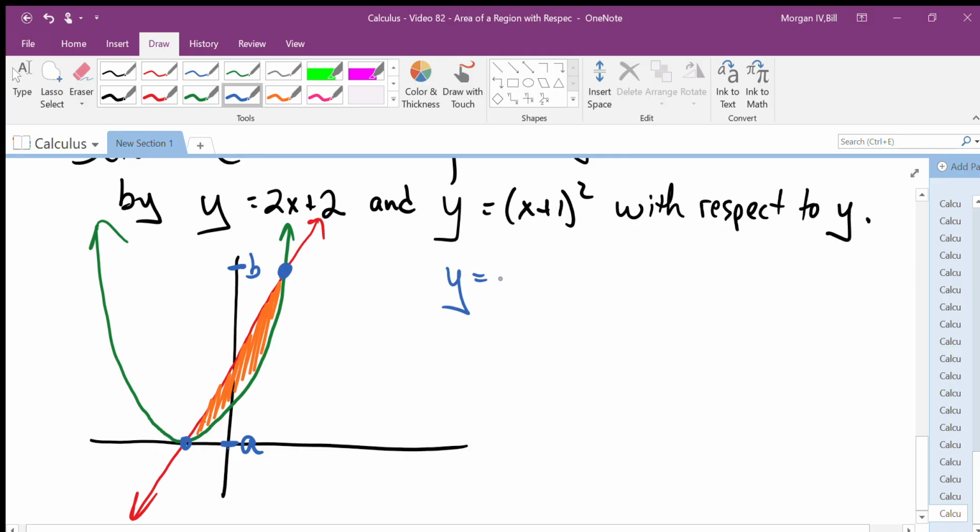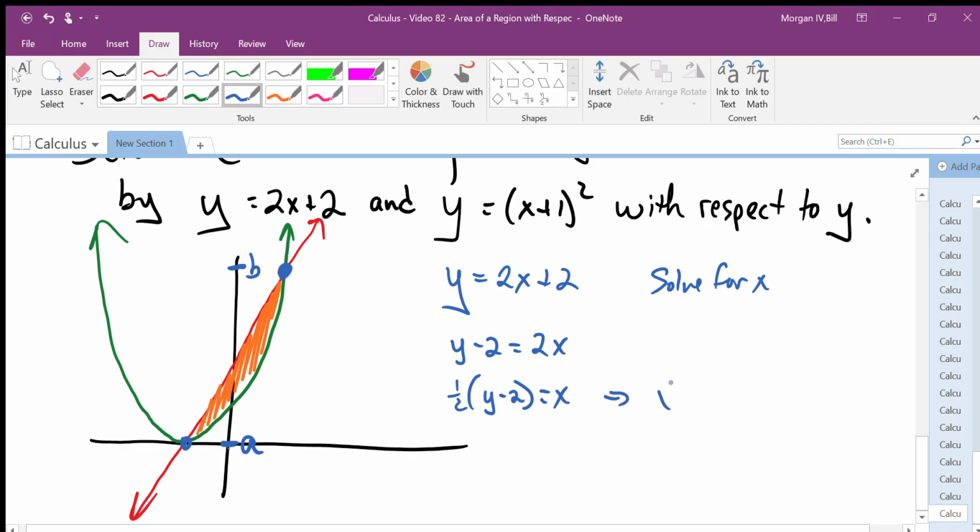Y equals 2x plus 2. We'll get the bounds in a second. Let's solve for x. So I want to subtract 2. Y minus 2 is equal to 2x. Divide by 2. 1/2 times y minus 2 is equal to x. In other words, x is equal to 1/2 y, distributing the 1/2 to both terms here, and then minus 1.